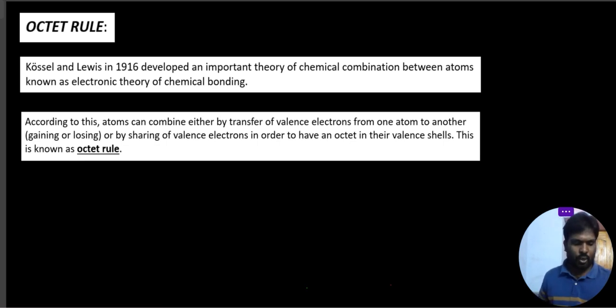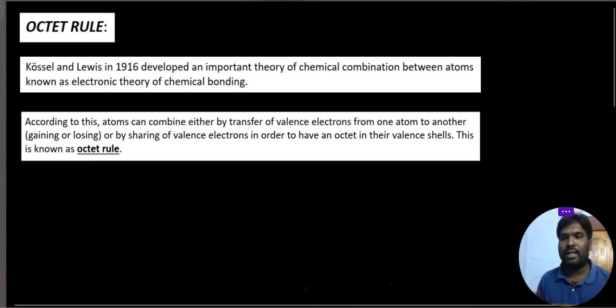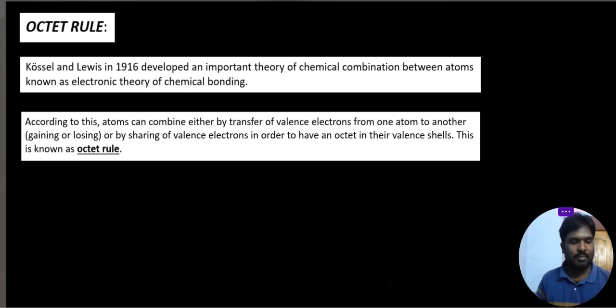Dear students, now I want to discuss the octet rule from the chemical bonding and molecular structure lesson. Kossel and Lewis in 1916 developed an important theory of chemical combination between atoms, known as the electronic theory of chemical bonding.